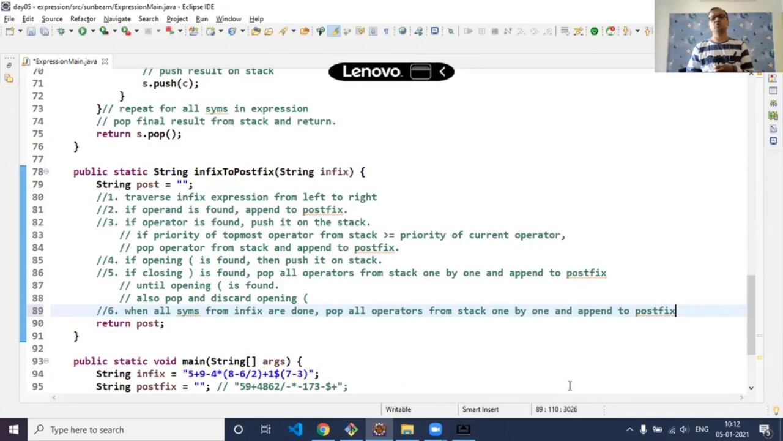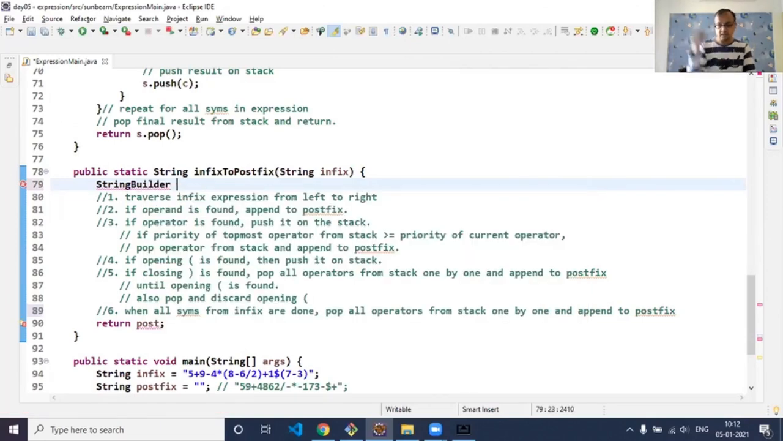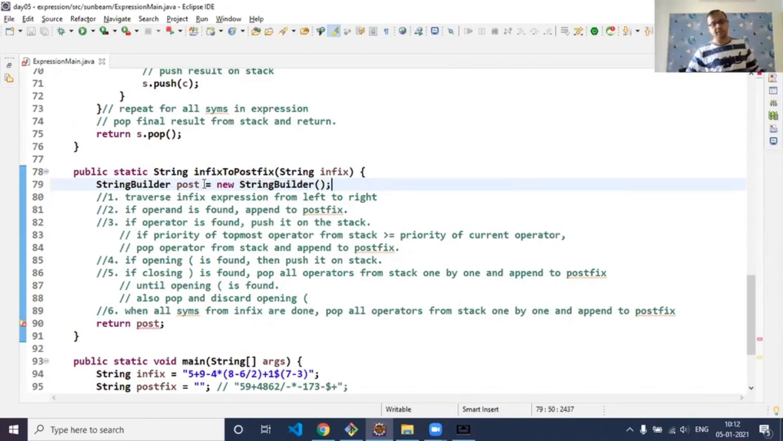String buffer is usually used in a multi-threaded environment. अभी हम लोग सिंगल थ्रेड एनवायरनमेंट में हैं, then we should prefer a string builder. So I'll simply say postfix and I'm making it a string builder, so that हम लोग उसके अंदर सीधा सीधा append का मेथड कॉल कर सकते हैं, and the code will become more readable as well as more efficient.